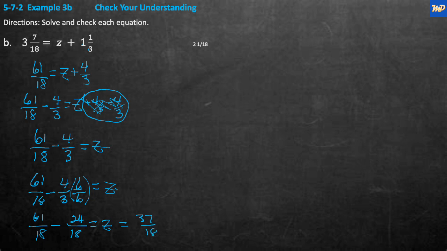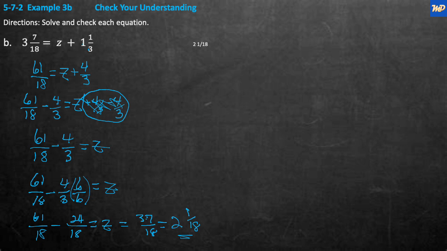37 18ths. So let's convert this to a mixed number. 37 18ths converted to a mixed number is: 18 goes into 37 2 times. 2 times 18 is 36, and there's one remainder, 1 18th. So the answer to this would be 2 and 1 18th.